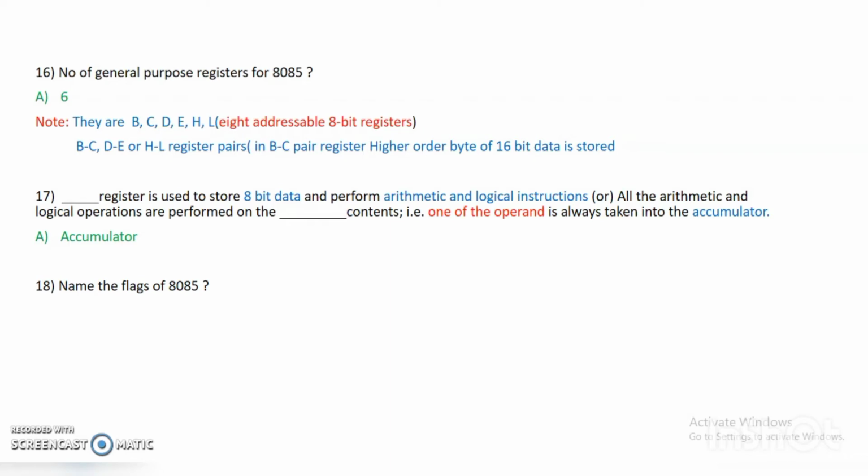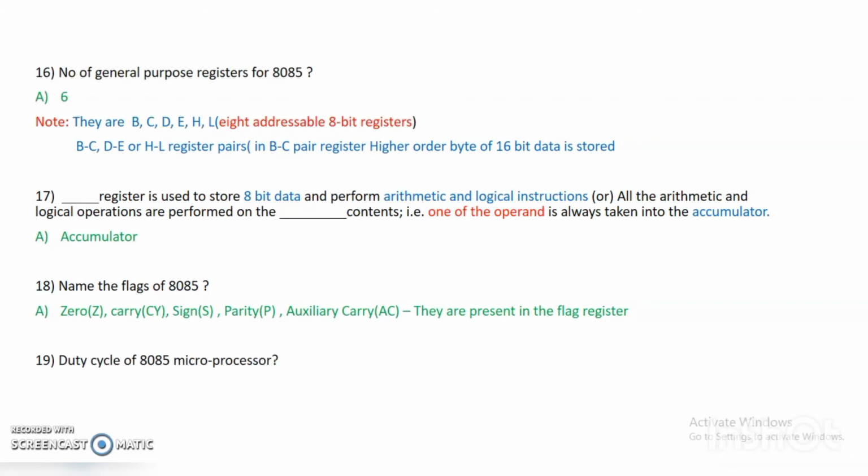Bit number 18. Name the flags of 8085. So as I told you earlier, there are some flags which will be present in the flag register of 8085. So some of the flags are zero flag, carry flag, sign flag, parity flag, auxiliary carry flag.